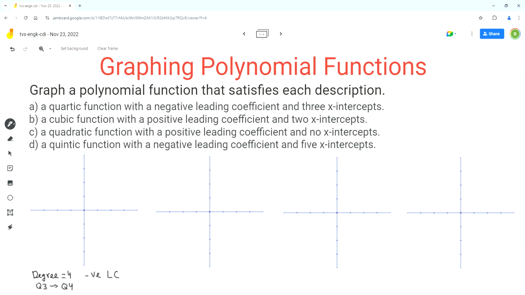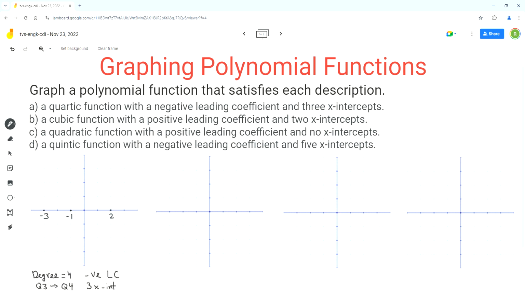And we are also given that this function has 3 x-intercepts. The degree of this function is 4 and it has 3 x-intercepts. That means the order or the multiplicity of one of the x-intercepts is equal to 2. This is a very important concept we need to understand to solve this type of problem. Let's assume the x-intercepts are at -3, -1, and 2.